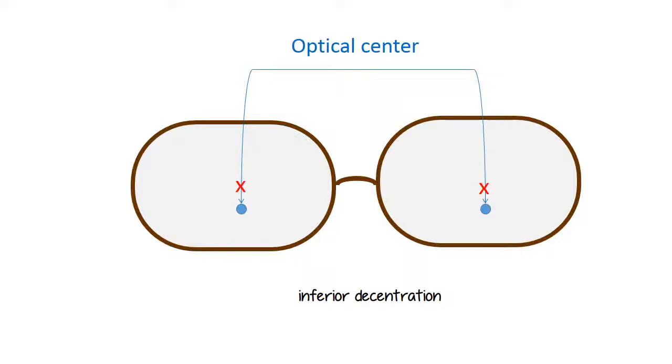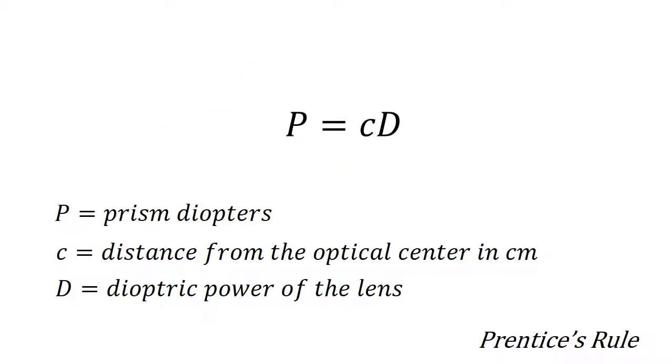Okay. There's a formula for this. And it says that the prism diopters, in other words, the effective prism, would be equal to the distance from the optical center in centimeters. Now, you're usually given distance from the optical center in millimeters because it's going to be small, but in the formula you have to convert it to centimeters. The distance from the optical center in centimeters times the power of the lenses. You probably want to memorize this formula.